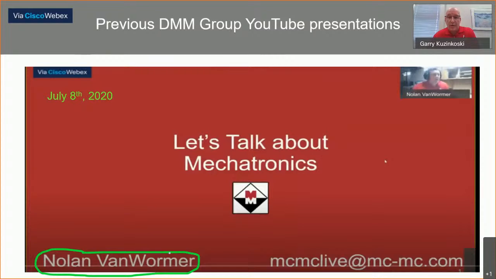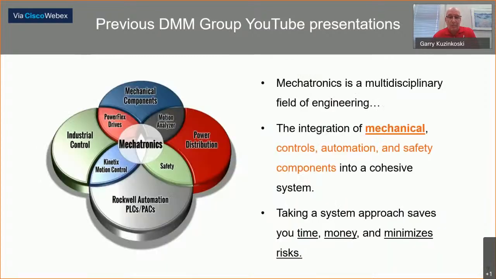If we talk about the real definition of mechatronics, it's a multidisciplinary field of engineering. So I'm uniting the mechanical footprint, controls, automation, and safety all into one cohesive system. That's important when it comes to analyzing reference points such as time being spent, money into the job, and any minimization of risks that could occur.